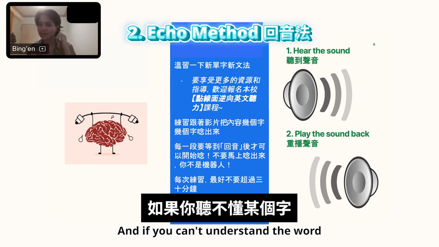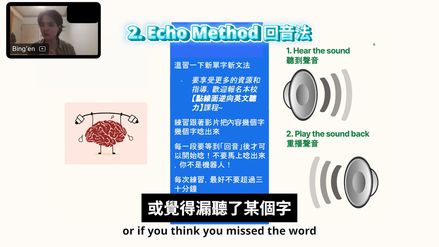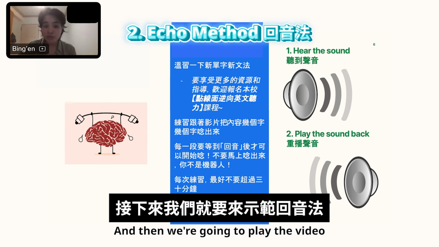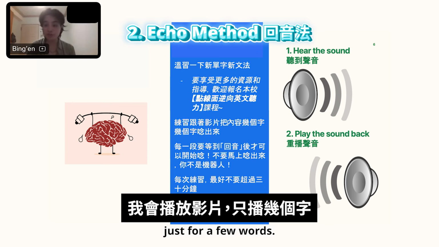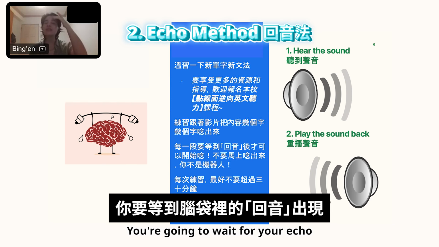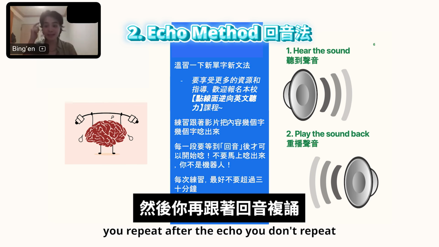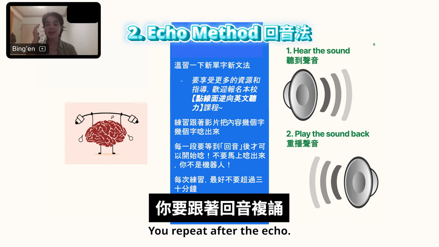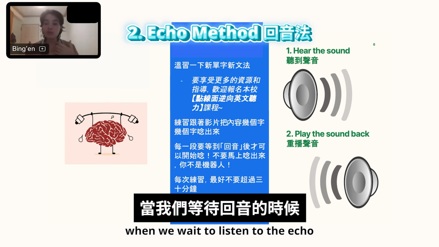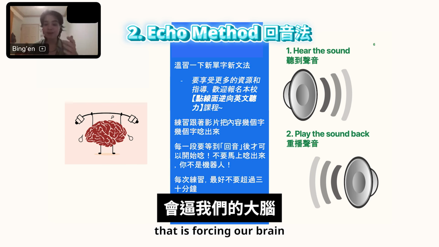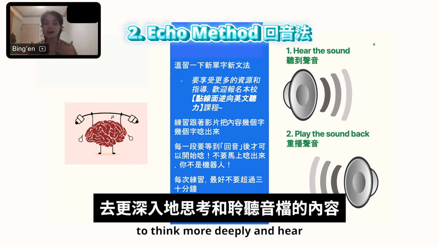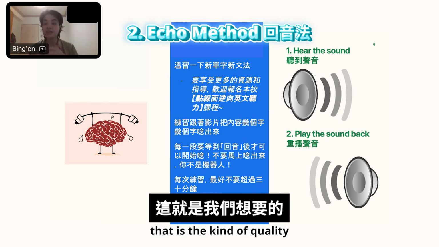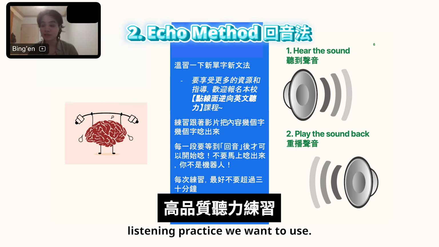If you can't understand a word, or if you think you missed the word, check the transcript. And then we're going to play the video just for a few words. You're going to wait for your echo, and then you repeat after the echo. You don't repeat after the audio, you repeat after the echo. When we wait to listen to the echo, that is forcing our brain to think more deeply and hear the content more deeply. That is the kind of quality listening practice we want to use.